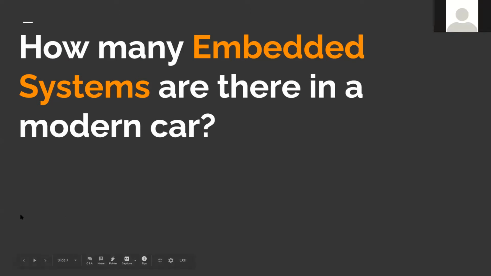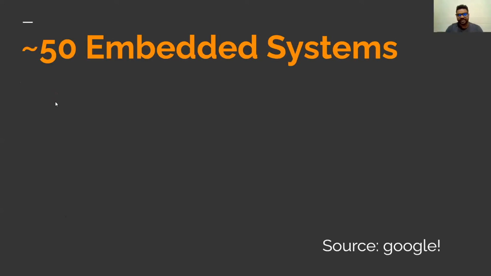Okay, so we have two extremes, 10 and 100. So what Google says is it's somewhere around 50. Actually, I just Googled these things so that we can have some numbers to start the presentation with. Yes, 50 embedded systems. That's what it says. Because as I said, some people might think it's just one, because it's just one control unit.